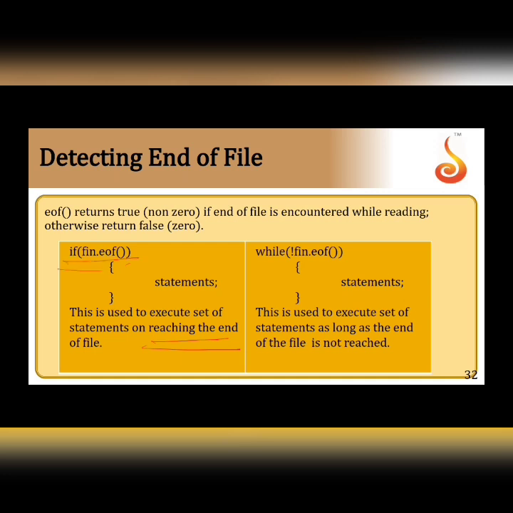So this one would return you a non-zero true value, whereas this is to execute a set of statements when it is not end of file. Means I am saying, until the end of file is reached, you will do this. So here I am writing what happens when end of file is reached, and here I am writing what I should do till the end of file is reached, that is, I have not reached the end of file. Please have a look and go through this.